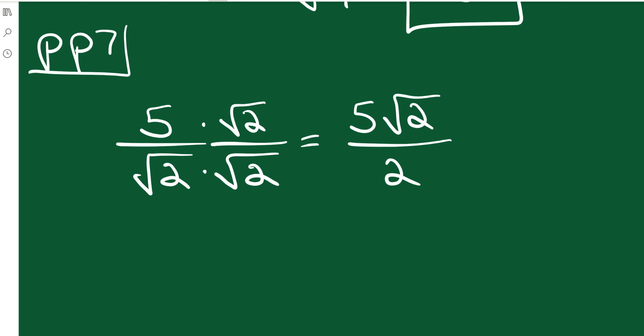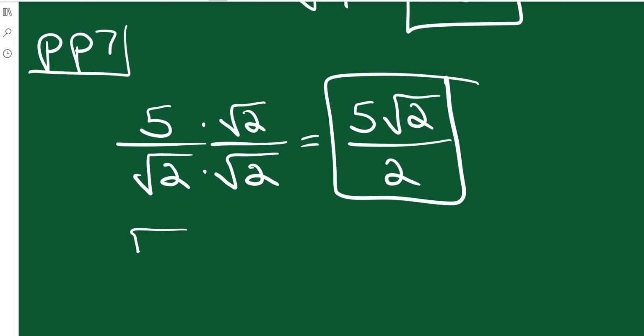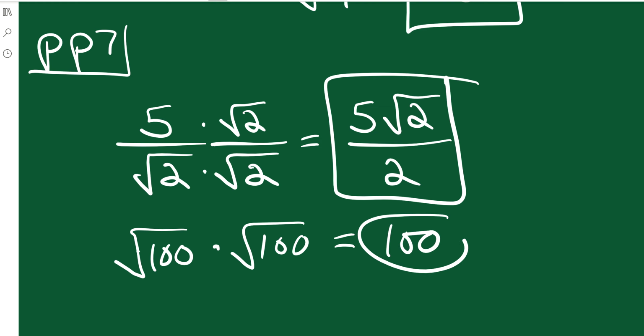But you can see that pattern developing. Here's the answer to that problem. So we're good with that. This is a different sidebar. The square root of 100 times the square root of 100 equals how much? Everybody, at the same time. The square root of 100 times the square root of 100 is 100.